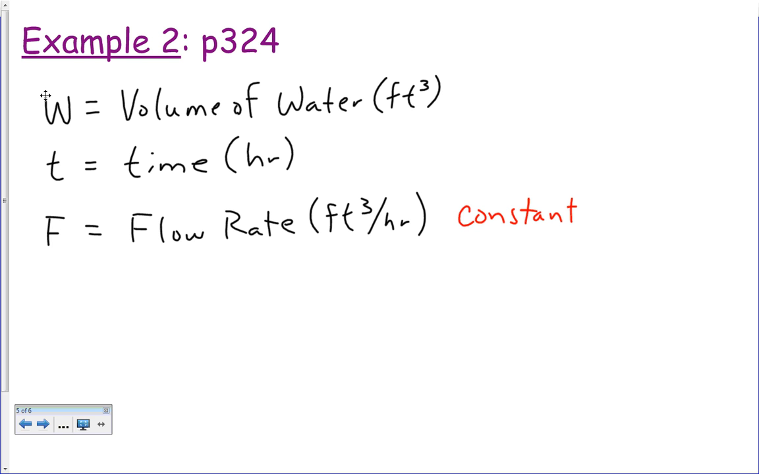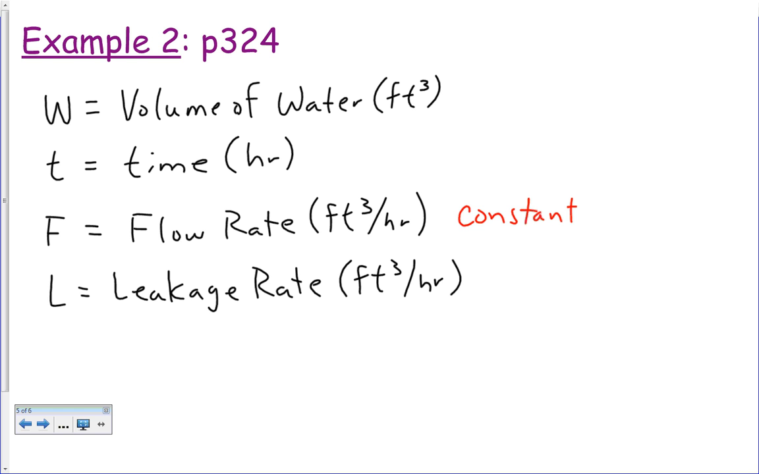Water is flowing in down this stream or whatever that's filling behind the dam, so it's flowing in at a constant rate. And the last one they tell you is this leakage rate L, and that's also measured in cubic feet per hour. That's not a constant. It depends on how much water is behind the dam. The more you have there, the higher the pressure, thus the faster that you are going to lose water through this leakage rate.